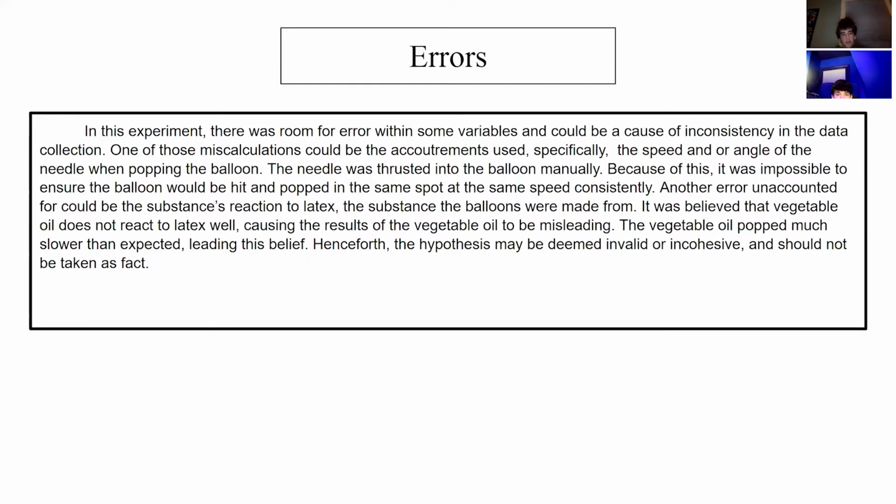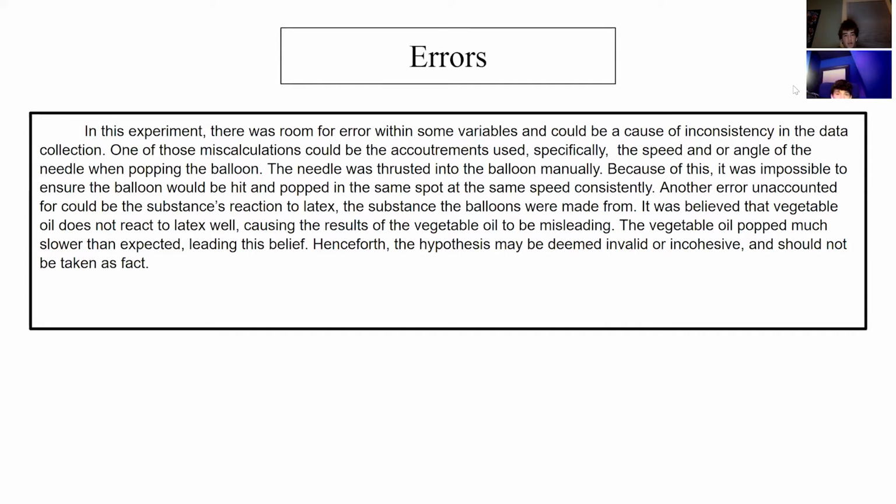So, our errors. In this experiment, there was much room for error within some variables and could cause some inconsistency in the data collection. One of these miscalculations could be the accoutrements used, specifically the speed and angle at which the needle was when the balloon was popping. The needle was thrusted into the balloon manually. Because of this, it was impossible to ensure that the balloon would be hit and popped at the same spot and at the same speed consistently.